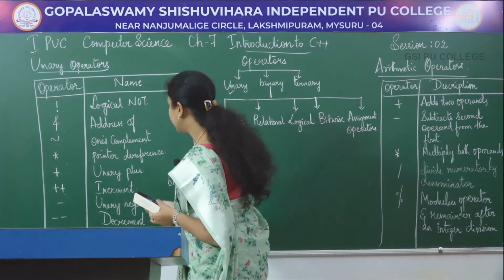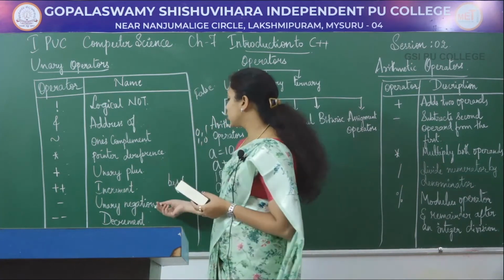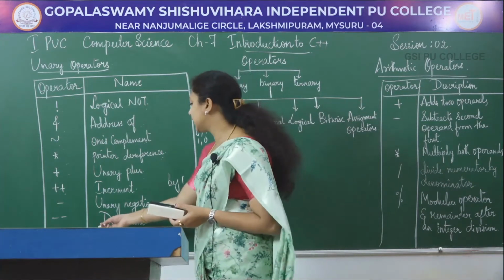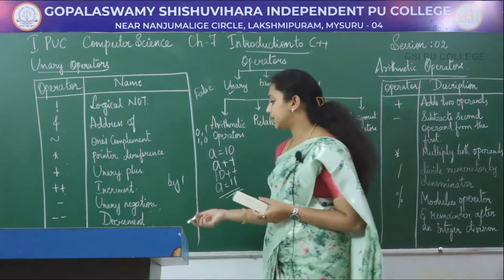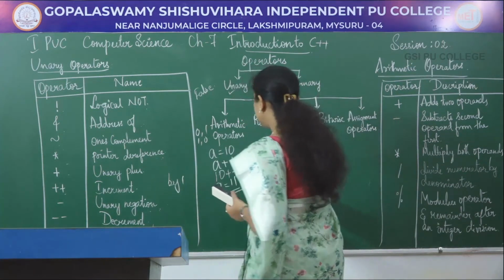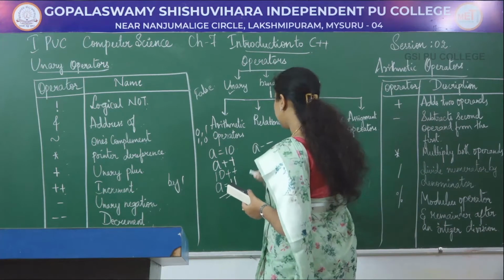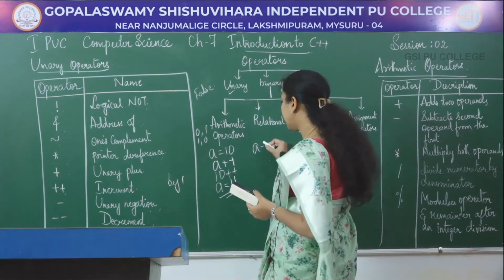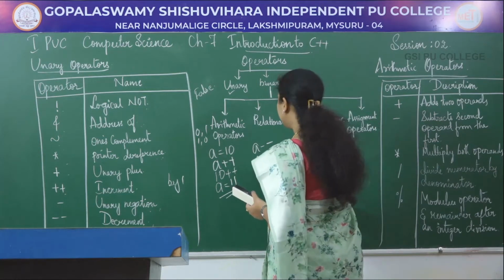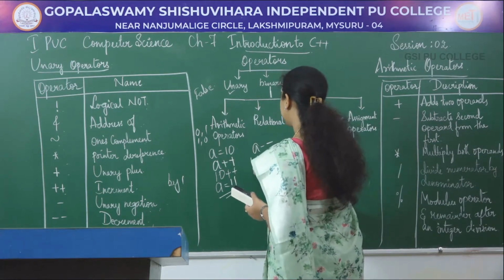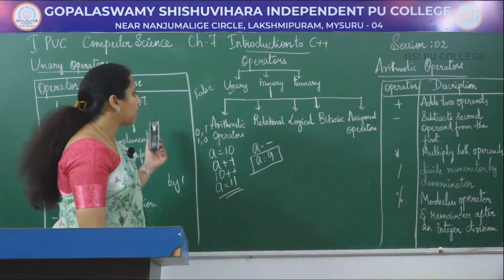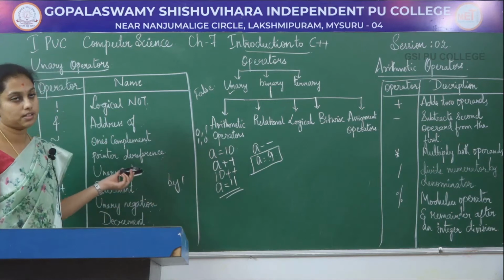Next is unary negation. It is used to represent a signed negative operand. Next one is the decrement operator. It is used to decrement the value of an operand by 1. Suppose I use a--, which represents that the value of this operand should be decremented by 1. Now the value of its operand becomes 9. So this is about the unary operators.